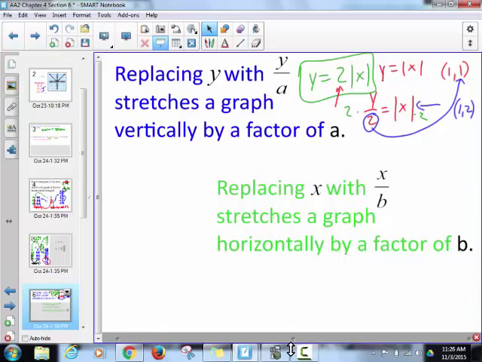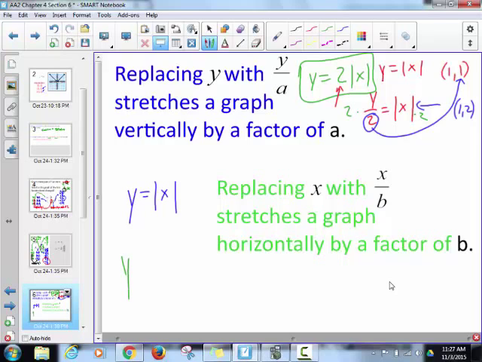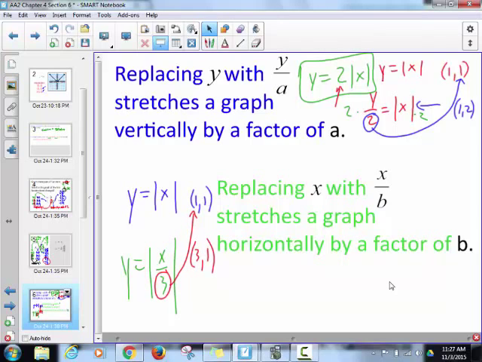And the opposite is true when we divide the x by something. Now that's going to stretch it horizontally by a factor of b. So we're multiplying all the x's by whatever that is. And we just took a look at that. Here was our parent function, and what did we do? We divided the x by 3. So our point 1, 1 here, it multiplied the x by 3. So that became 3, 1. It moved it horizontally. Okay, so we got to get used to that.